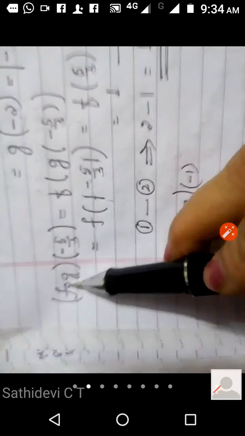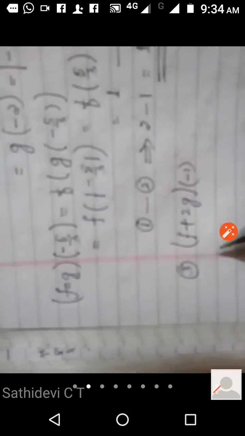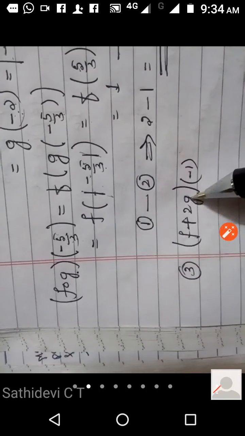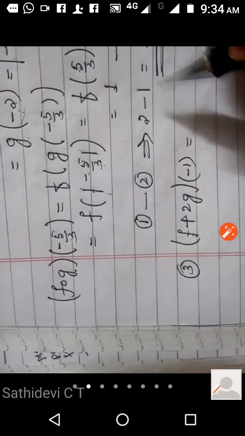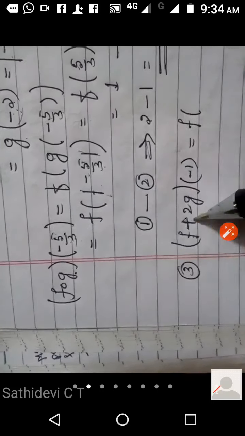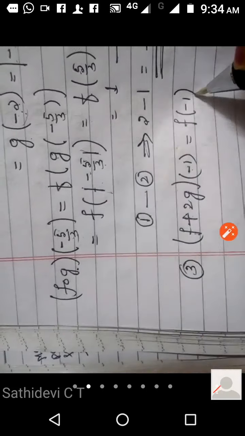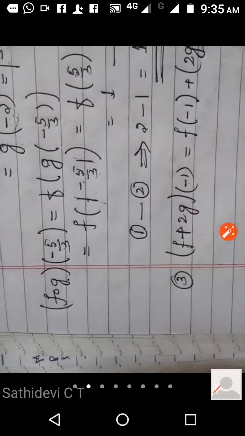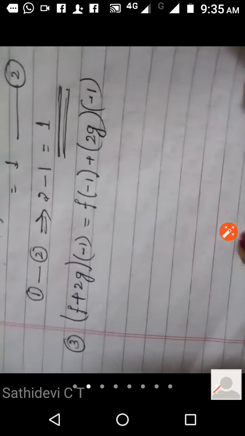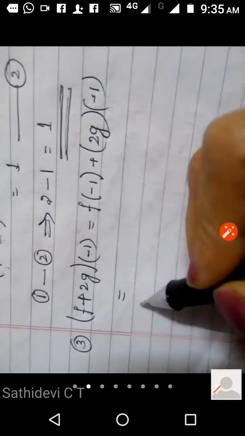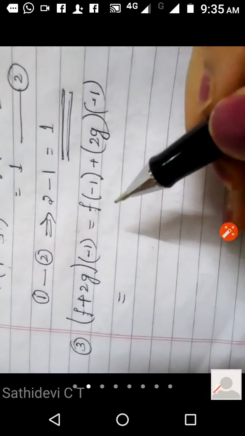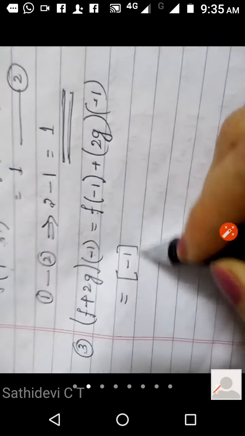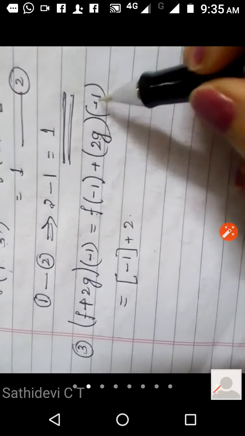Here it was composition and here it is addition of two functions, and the second function is the scalar multiplication of G. So you know addition means, from the operations you have studied, f plus g operator on x is f of x plus g of x. This is what we are asked to find out. Now, f of minus 1. Our f is greatest integer function. That means minus 1 plus 2 into g of minus 1.